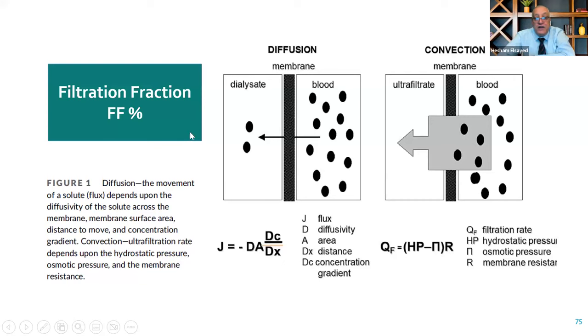The filtration fraction means the ultrafiltration rate divided by the blood flow rate. For example, if you are doing hemodiafiltration with 100 mL per minute of ultrafiltration on a blood flow of 300, the filtration fraction would be very high, 33%. We have to keep it below 30 and better around 25. And this is automated by the dialysis machine. So in order to achieve a high hemodiafiltration dose and convection dose, you have to increase the blood flow so the filtration fraction is in the accepted range.